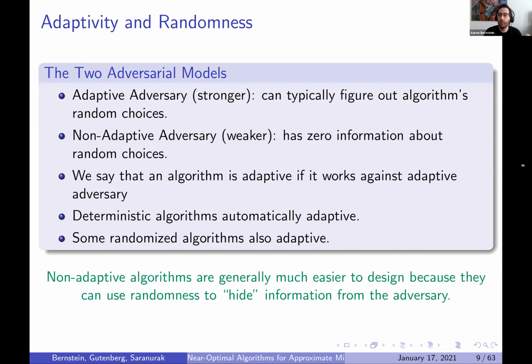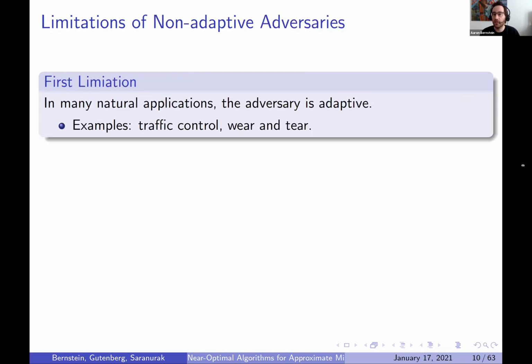Basically, non-adaptive algorithms turn out to be much easier to design because they can use randomness to hide information from the adversary. They have this additional power. So they're much easier to design, but for that very reason, they also have significant limitations. It's a significantly weaker model. And I want to talk about two limitations. The first is in terms of practical applications. If you imagine an application like Google Maps, and you ask it for a route, it gives you a route.